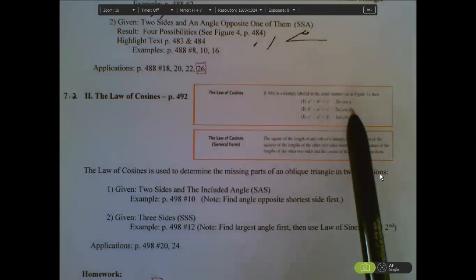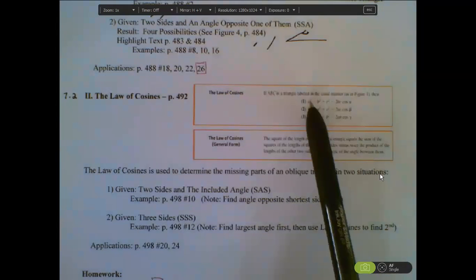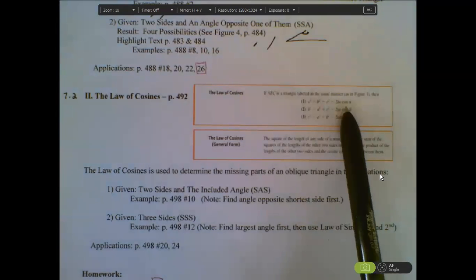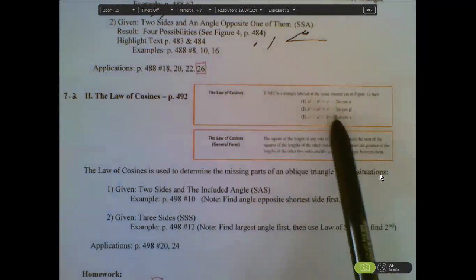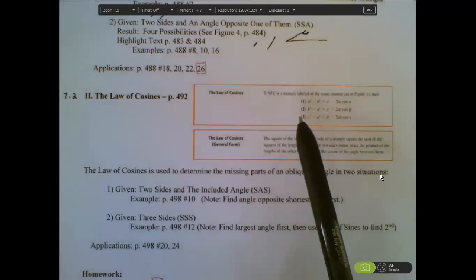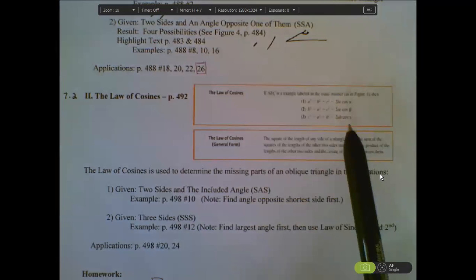What you can do to help you memorize this: if you have A squared on the left, you're going to have cosine alpha on the right. If you have B squared on the left, you're going to have cosine beta on the right. If you have C squared on the left, you're going to have cosine gamma on the right.